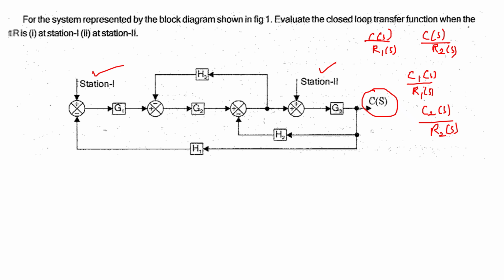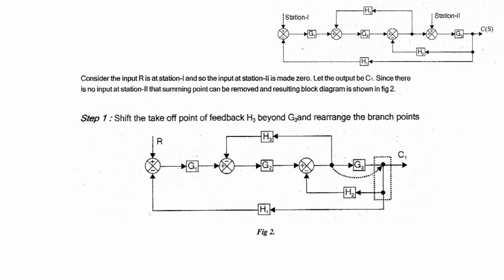While considering one station input, the other station input has to be considered to be 0. So if we say the R of S available here is considered, then the R of S available here is considered to be 0. If you consider that, this particular summing point will be eliminated and you cannot find the summing point here. So this takeoff point A is followed with G3. No summing point is available.